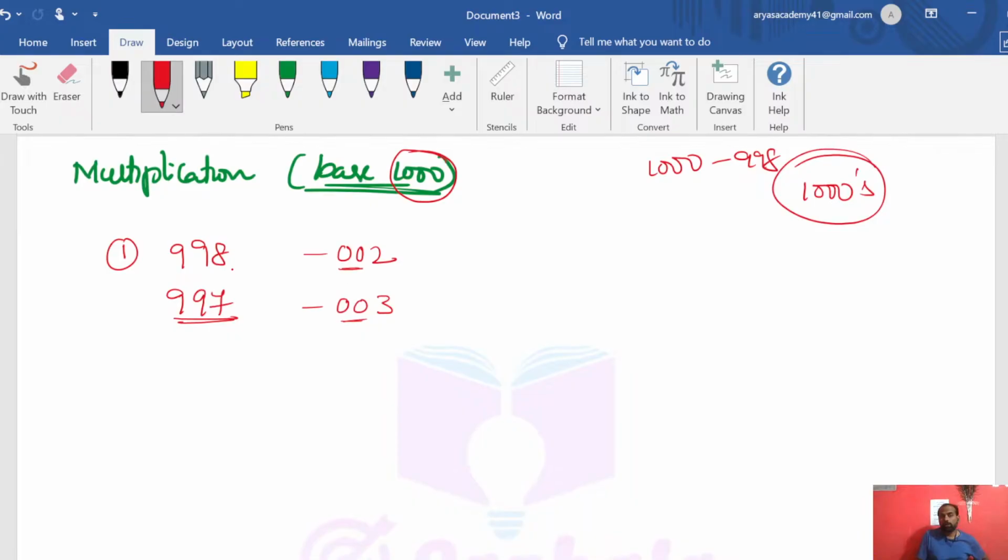Now you already know, you have to go for cross multiplication. You just cross multiply the values. Cross multiply means you just have to look in the diagonally opposite direction. 998. What is the symbol? Minus. No, you have to subtract 3 from 998. Or if you look at this direction also, it will be the same. 997 minus 2. 997 minus 2 is how much? 995. Similarly, 998 minus 3 is how much? 995. So whichever number you take, you will get the same answer.